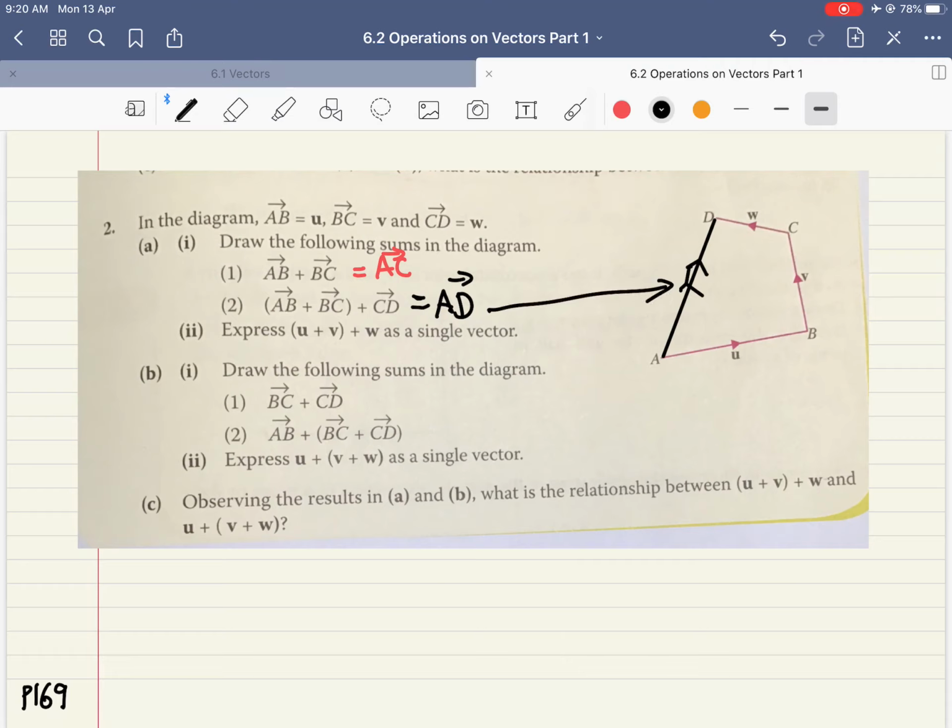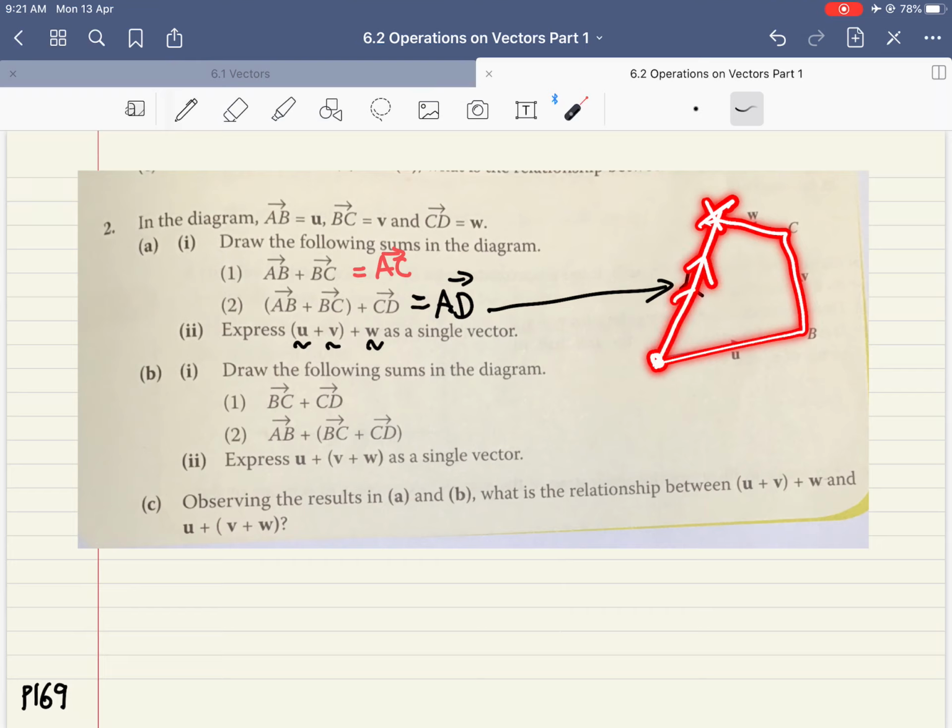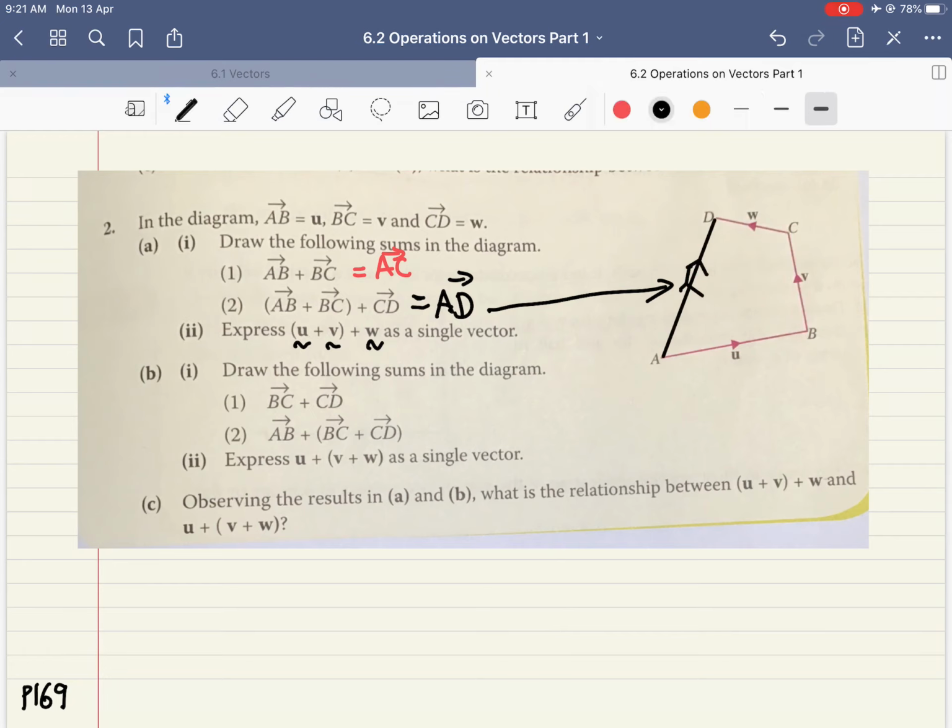Okay, this one is the vector AD. So now they want us to express the vectors U plus V plus W as a single vector. As a single vector in this case, how we're moving is U plus V plus W. I started here, I ended here. So as a single vector, it can be represented by the vector AD. So hence, for this part, I'll say U plus V plus W is equal to the vector AD.